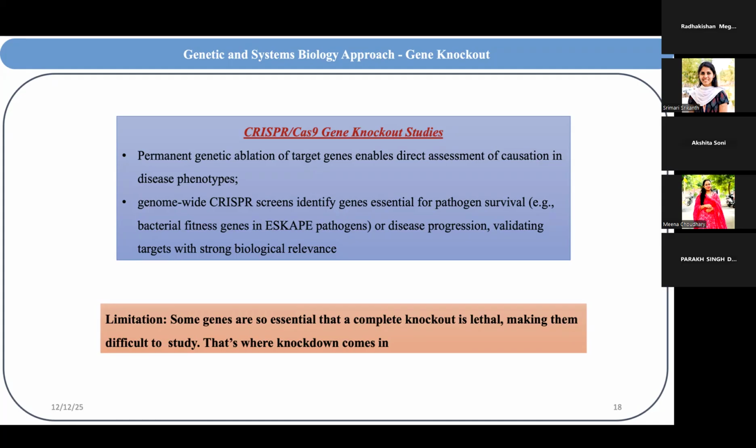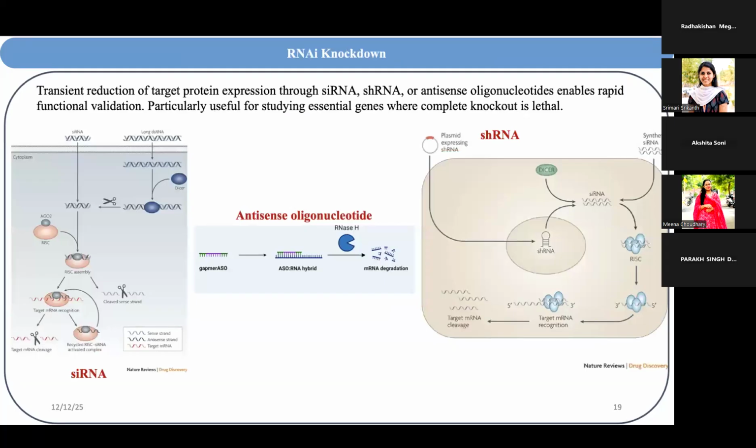But it has some limitations. Some genes are so essential that a complete knockout is lethal, making them difficult to study. So then the knockdown approach comes in. Here we use RNAi knockdown approaches, which are different from the previous one. Instead of permanent deletions, we reduce the protein expression.